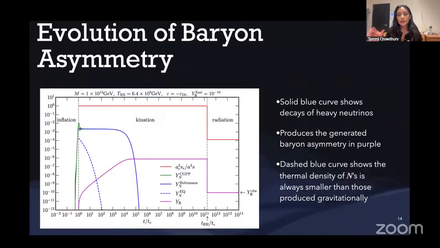At reheating, we have an entropy jump, and so for the yield Y of B, you see a steep decline, just because Y of B is defined to be over the entropy density. Once the reheating stabilizes, we finally get our value for the observed baryon asymmetry. Given the parameters used for this plot in particular, shown at the top of this figure, we are able to match the observed baryon asymmetry yield.